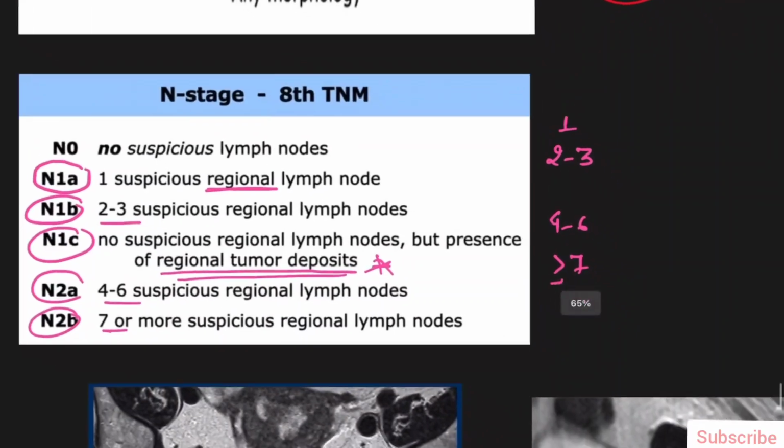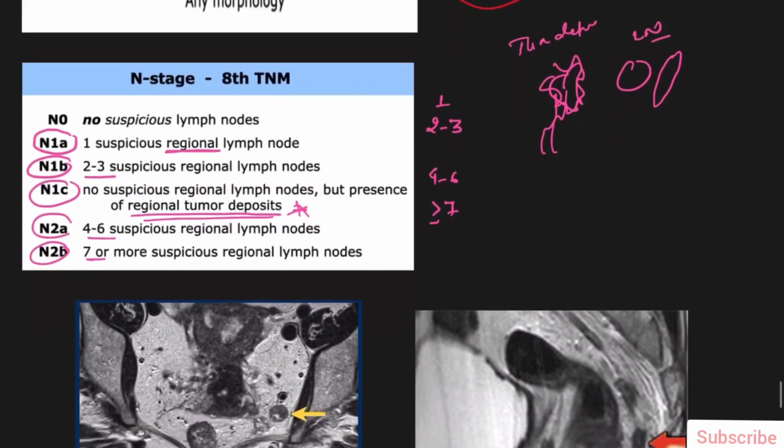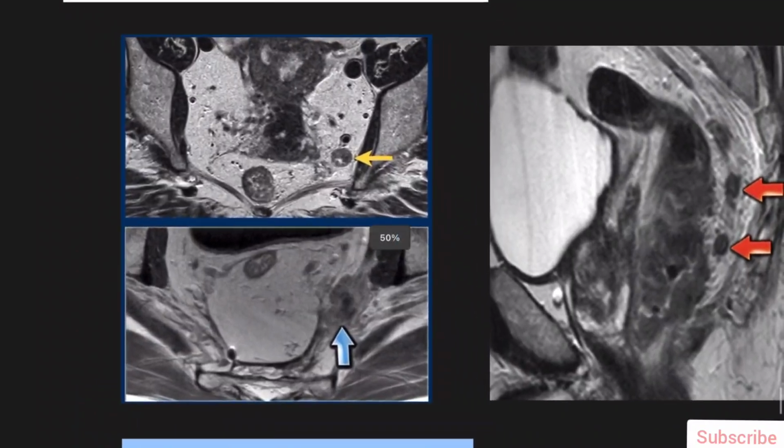So what about the tumor deposits? How to differentiate whether this is a tumor deposit or a lymph node? So tumor deposits are more of irregular shape, and these are usually along the vessels. While the lymph nodes are more of round or oval shape, and they have a capsule that is typical of lymph nodes.